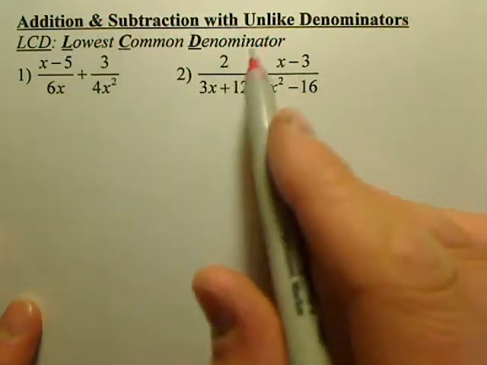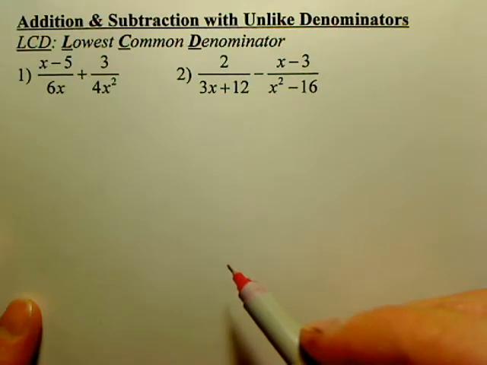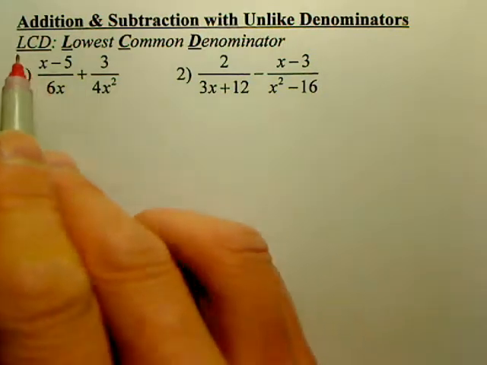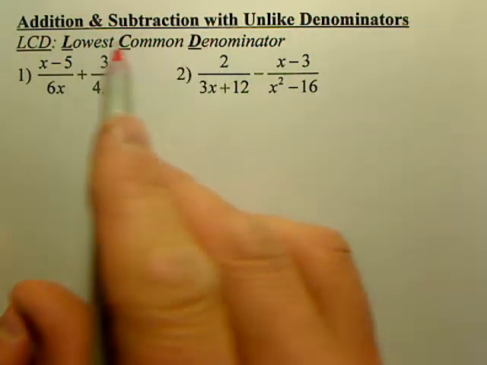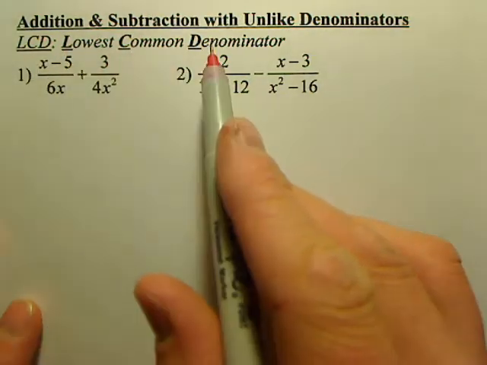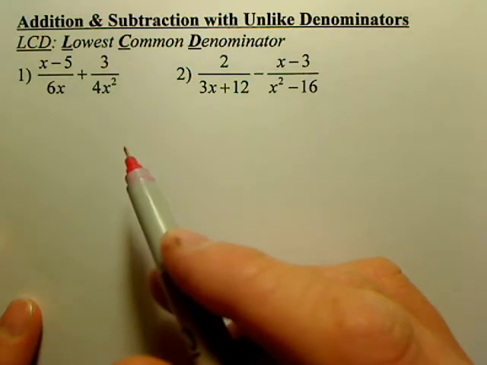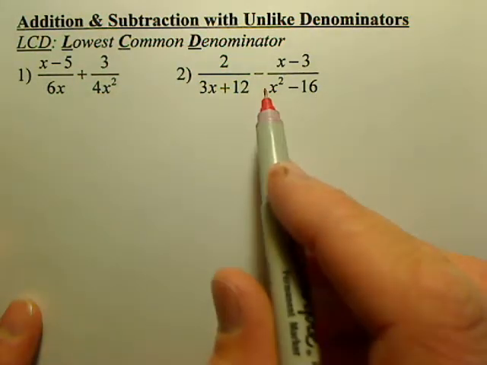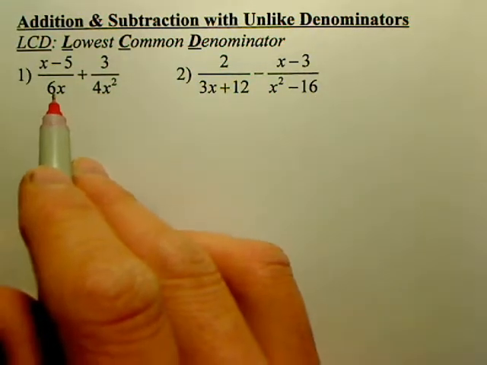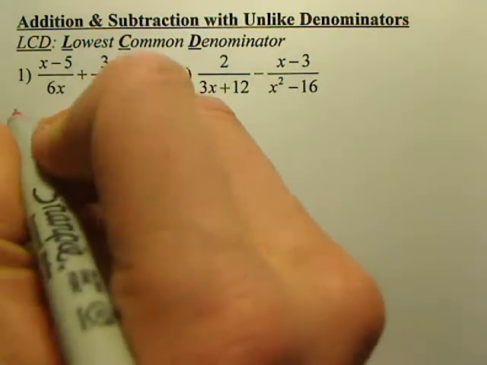When you add and subtract fractions with unlike denominators, like these, you have to first get a common denominator, and you usually want to look for the lowest common denominator, LCD. You can get any old common denominator, but the lowest makes things a lot easier in the end. So what we're going to have to do for both of these fractions is get a common denominator. Okay, here's how we want to start this.